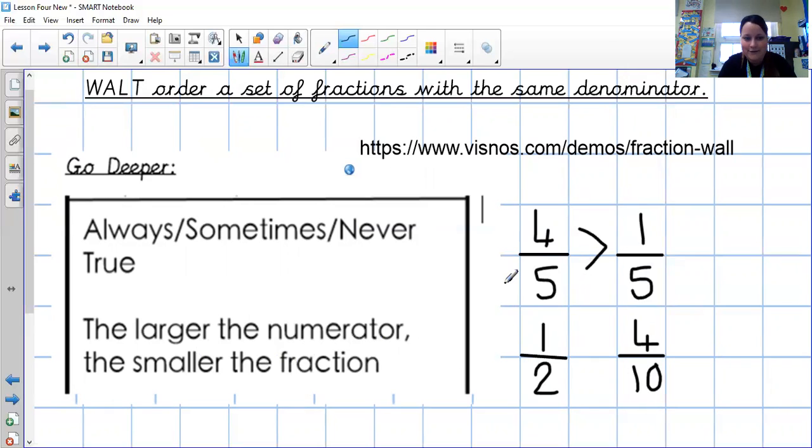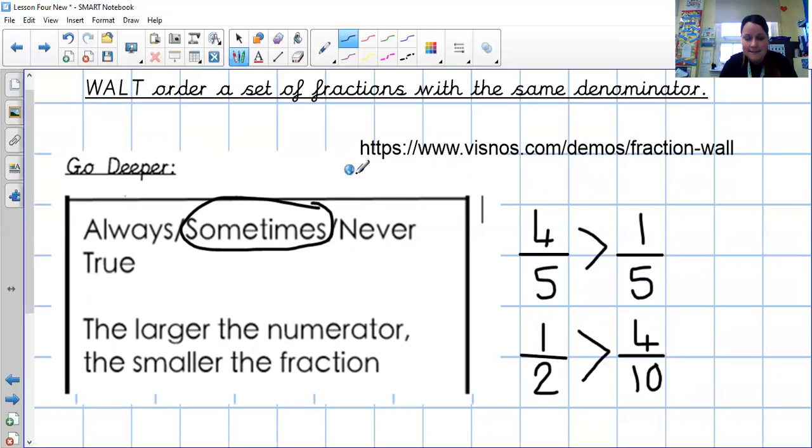However, are there some fractions where it could be true? Okay, so this is testing your thinking a little bit. So I've given an example here. I've got 1/2 and I've got 4/10. Now 1/2 is greater than 4/10. So the larger the numerator, so 4, the smaller the fraction. That's true in this example. 4/10 is smaller than 1/2. Okay, so the answer is sometimes. It depends on the fraction that you are looking at.